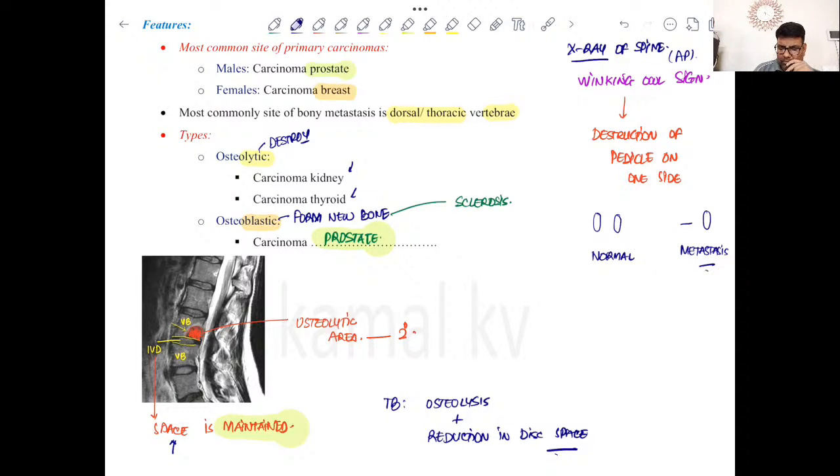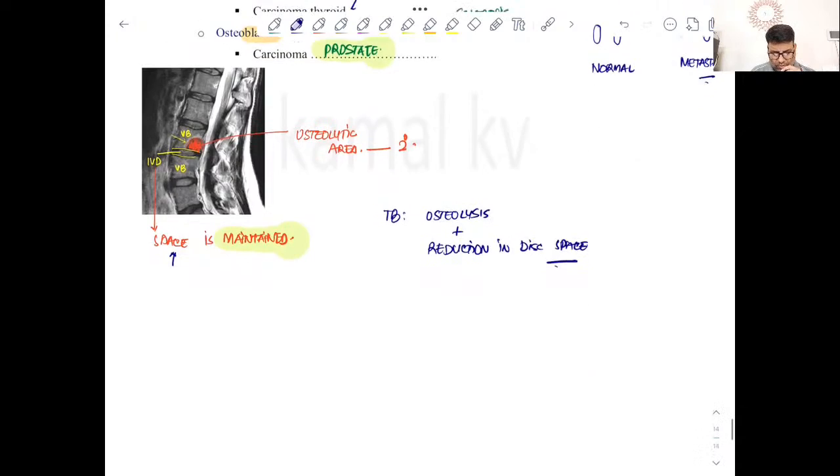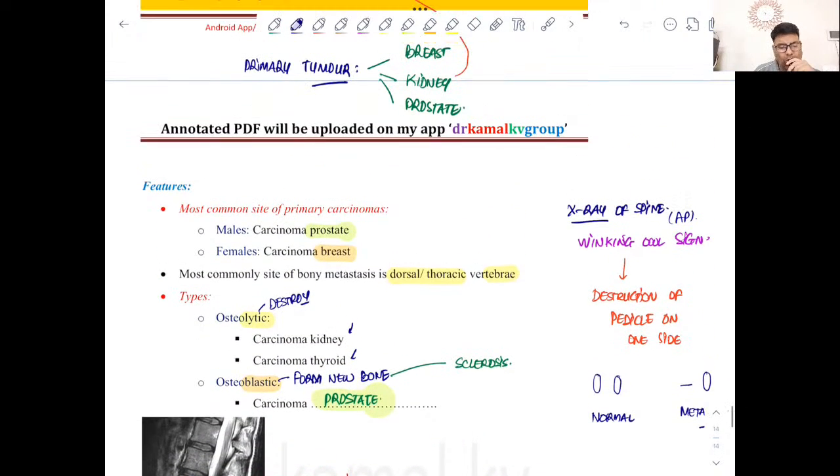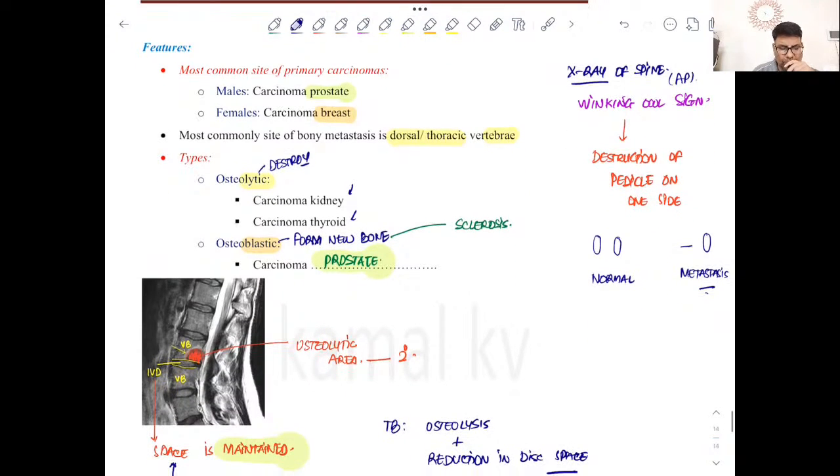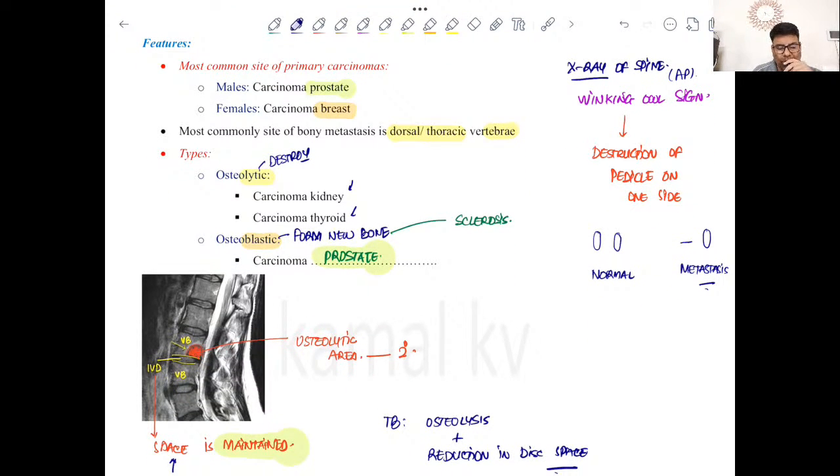Clear? So please remember this much for oncology or orthopedic oncology, and I think questions should not go beyond this much matter. So I think you must have enjoyed the session.